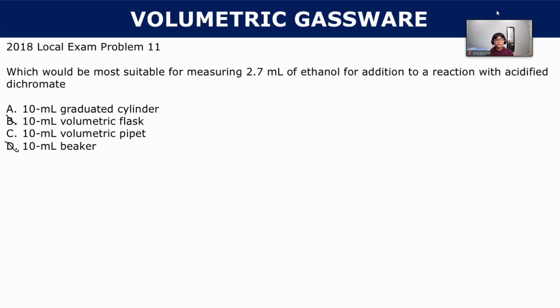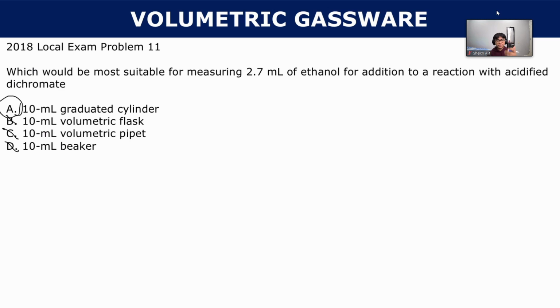Remember, volumetric flasks only have a certain marking, and so a 10 mL volumetric flask is only going to have a 10 mL marking. So you don't know when 2.7 mL is going to be filled up. The only thing you know is whether or not 10 mL have been filled up. And it's kind of the same story with the volumetric pipette. Again, you're going to have a specific marking, and you won't know whether or not you have 2.7 or 2.8 or 2.9. You just don't know. You can only estimate.